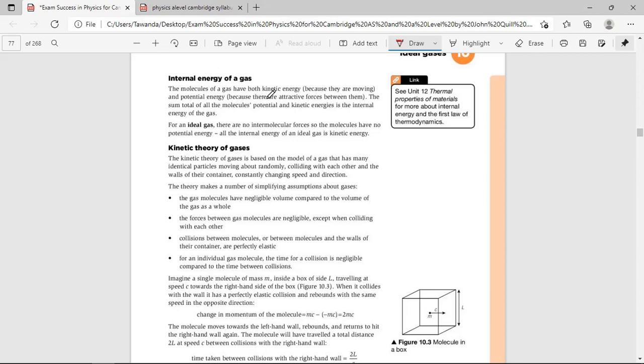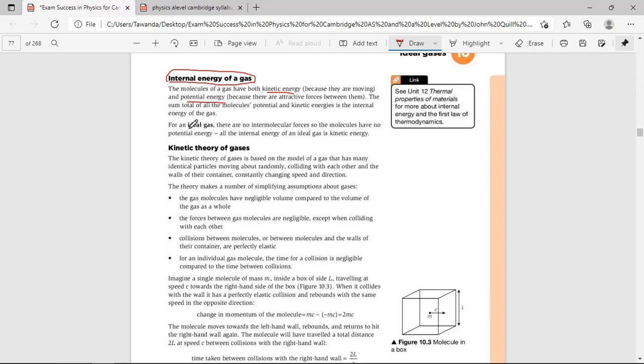The molecules of the gas have both kinetic energy and potential energy. The molecules of a gas have kinetic energy because they are moving, and potential energy because there are attractive forces between them. So the sum of all the molecules' potential energy and kinetic energy is what we are now referring to as the internal energy of a gas. So if someone says define the internal energy of a gas, we are simply saying it is the sum of all the potential and kinetic energy of the gas. It's what we call the internal energy.